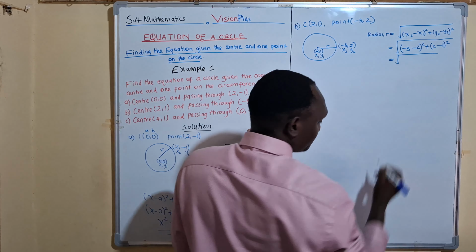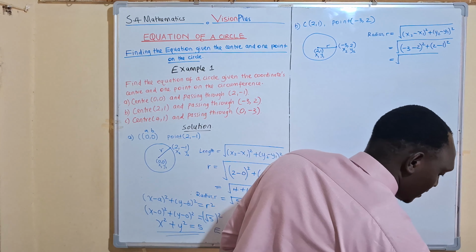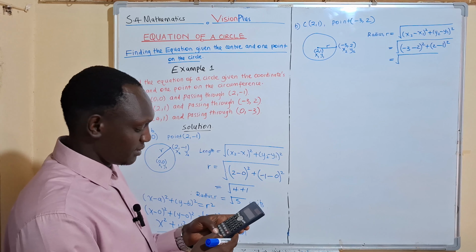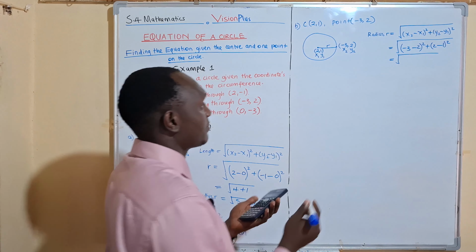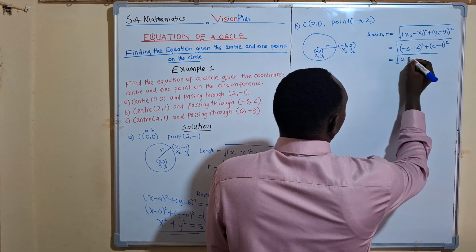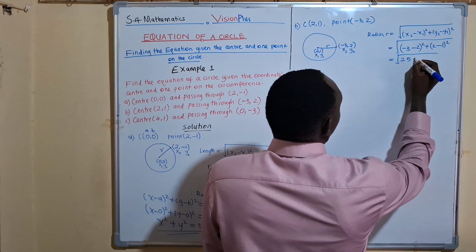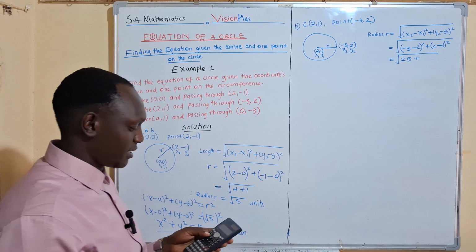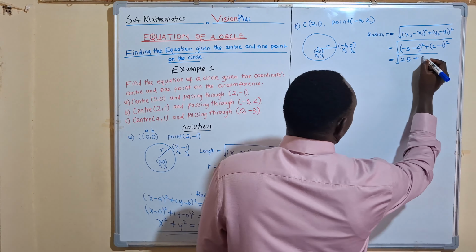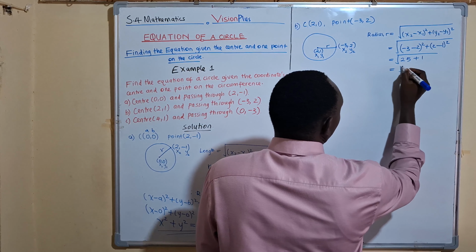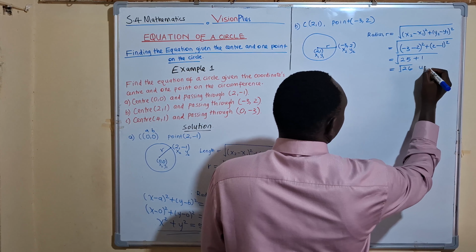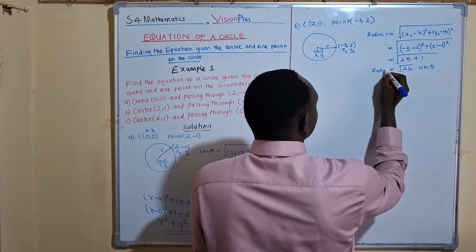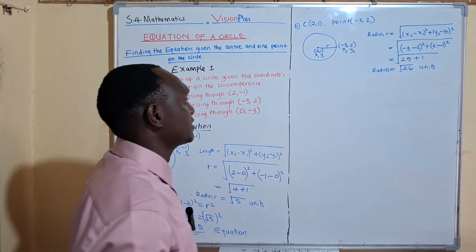This gives us negative 3 minus 2, squared. I'm getting positive 25. Use the calculator, put them in the bracket, plus 2 minus 1, squared, which is still 1. So 25 plus 1 gives us a root of 26 units. So this is now the radius. Therefore, the radius is root of 26 units.